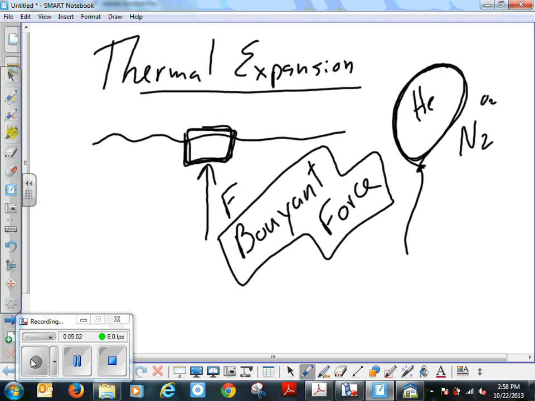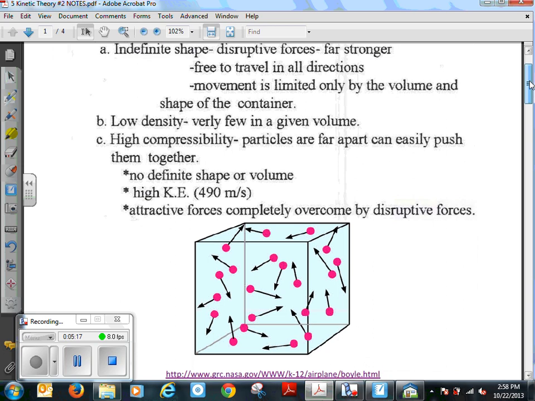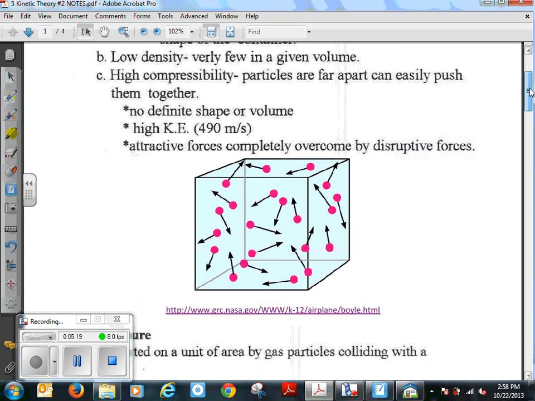Okay, so that's a buoyant force. And then it kind of brings us back into our notes from yesterday. So yesterday we were talking about the kinetic model, and we're talking about gases now. So we talked about solids, liquids, and now gases. And we talked about there's high compressibility in gases.